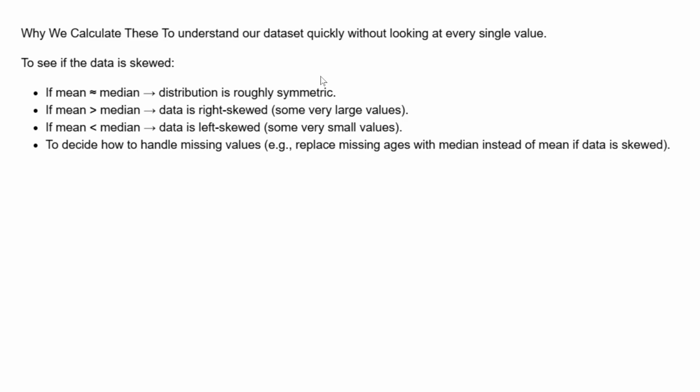So why do we calculate the central tendency? To understand our data set quickly without looking at every single value. Instead of inspecting each and every value, we can simply find out how the data is dispersed. To see if the data is skewed, I calculate mean, median and mode, check these conditions, and determine whether the data is symmetric, like the distribution of the data values, whether it is across every range, or it is right skewed or left skewed, and to decide how many missing values are there and how to handle those, right?